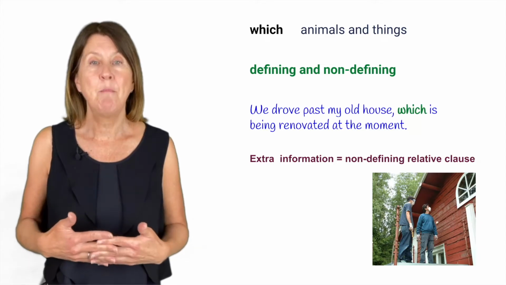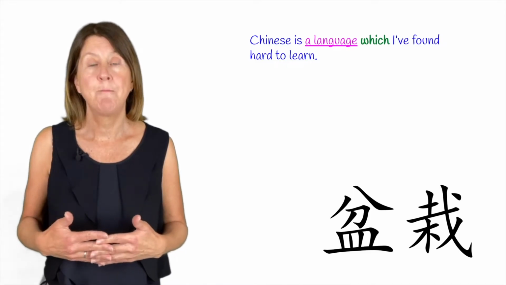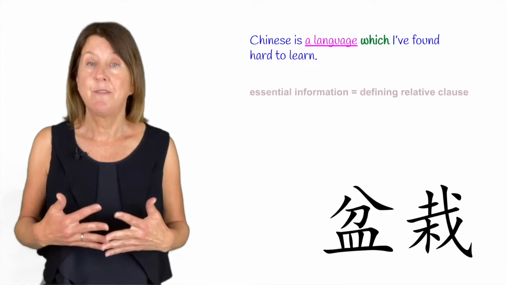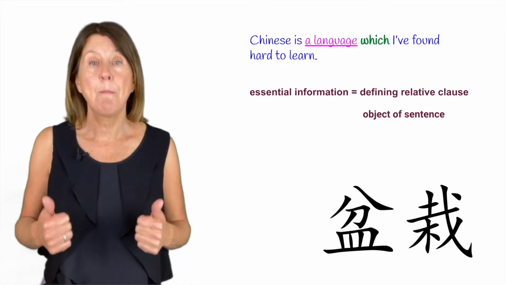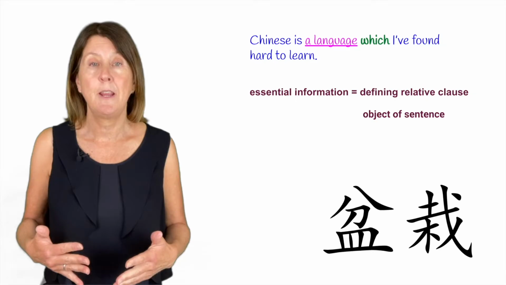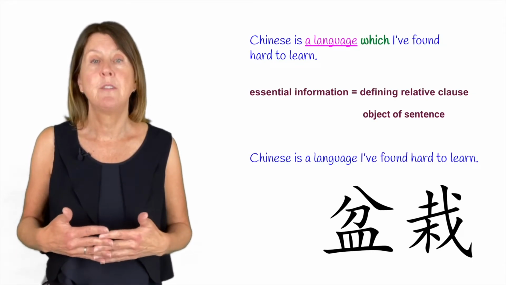Here is another example with which. Chinese is a language which I found hard to learn. As this is a defining relative clause and it's the object of the clause, we can omit the relative pronoun and say, Chinese is a language I've found hard to learn.